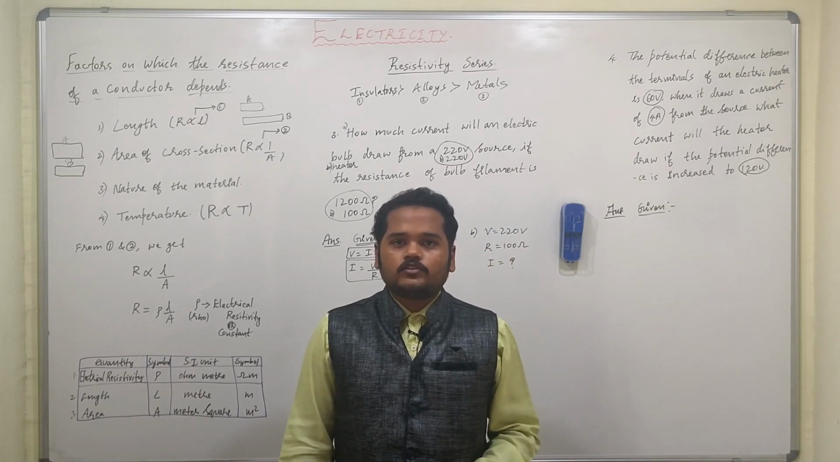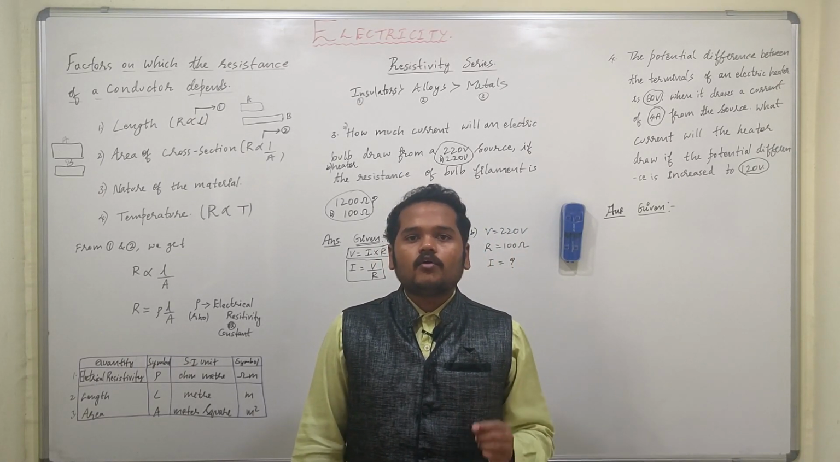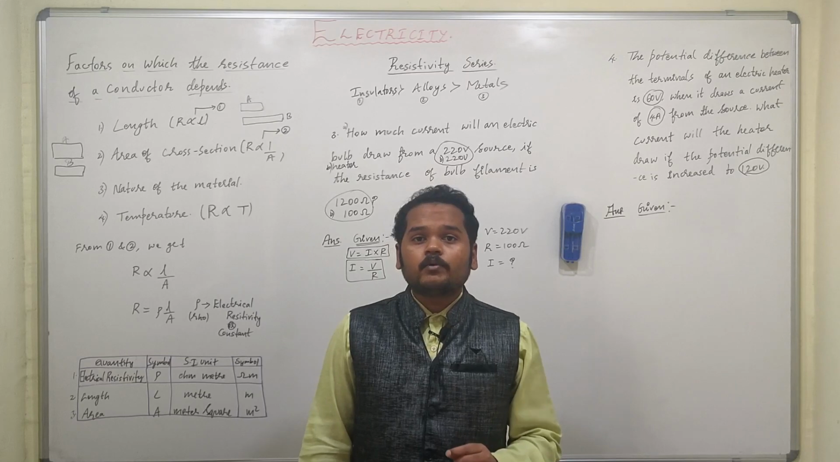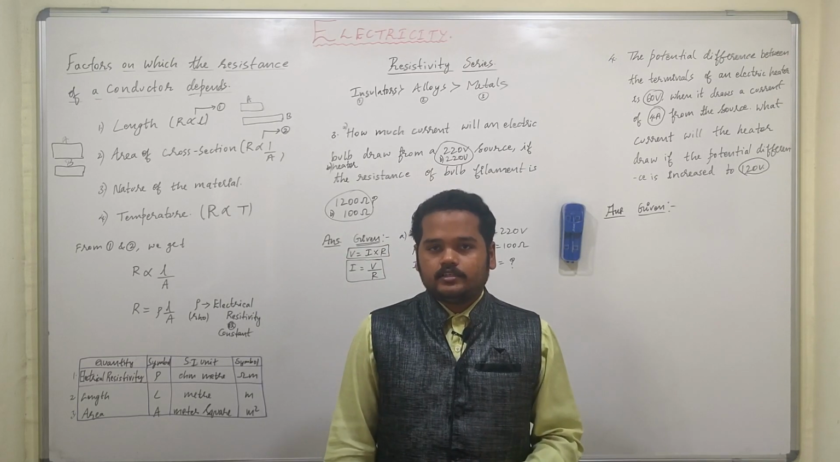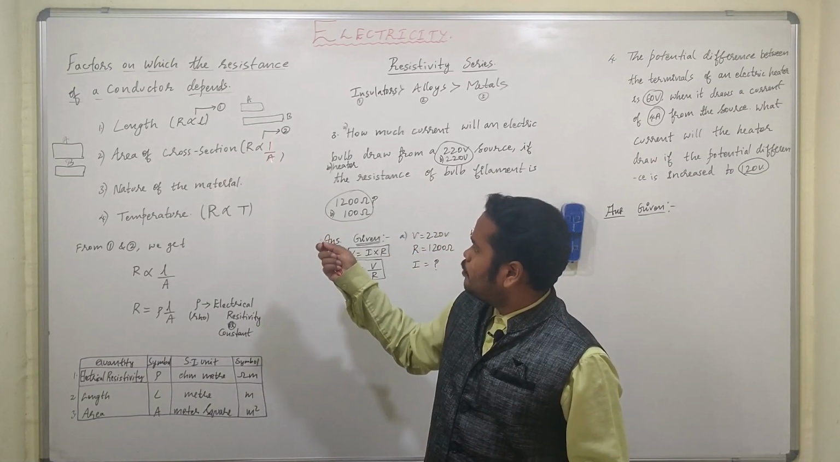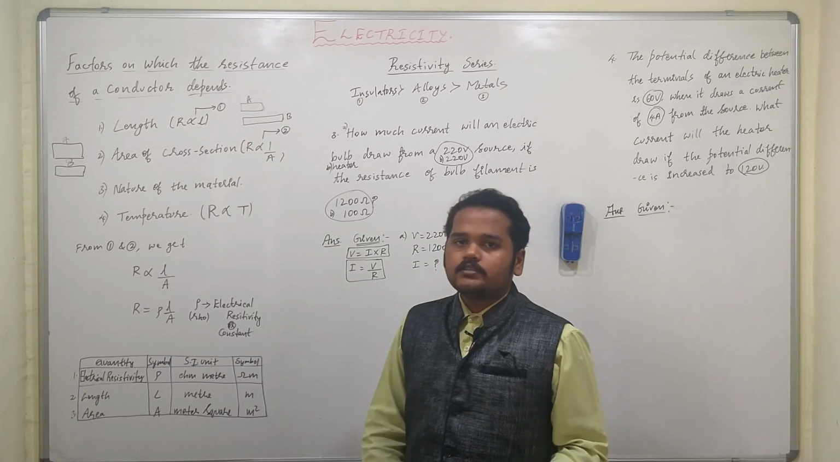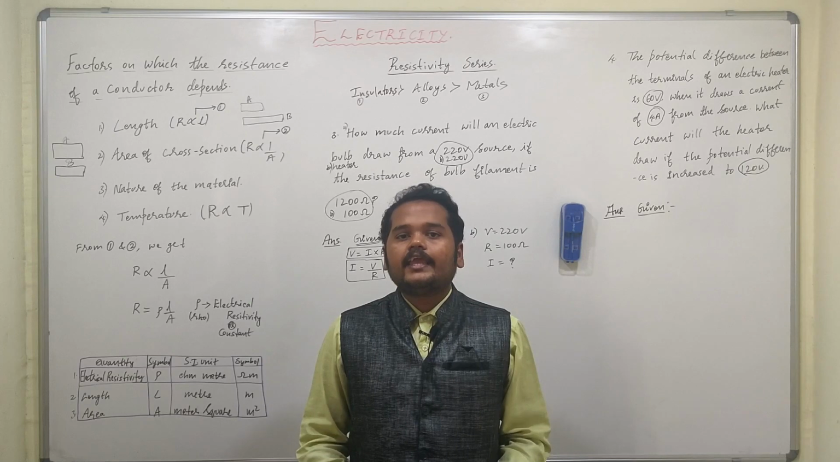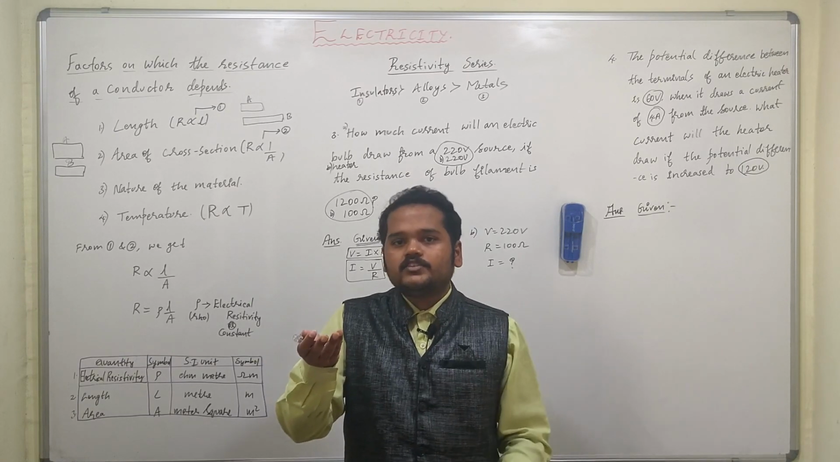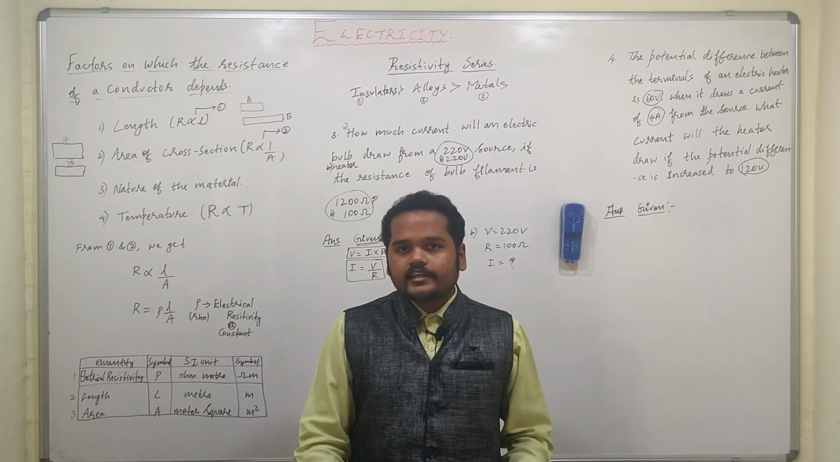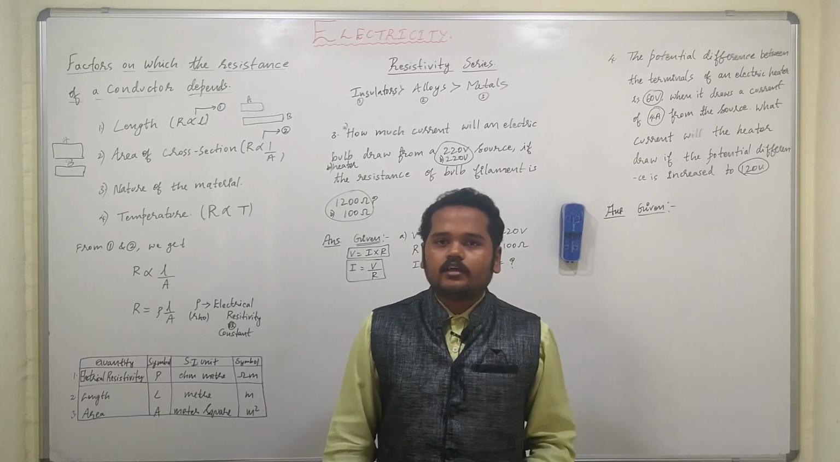Second, area of cross section. The resistance of a conductor is inversely proportional to area. That is, R inversely proportional to 1 by A. We will take this as the second equation, which means if the area increases, the resistance will decrease, and if the area decreases, the resistance will increase.